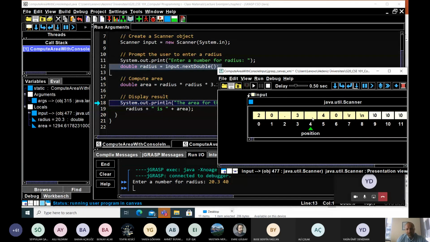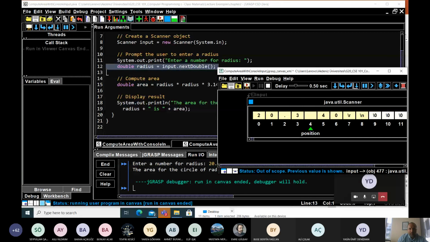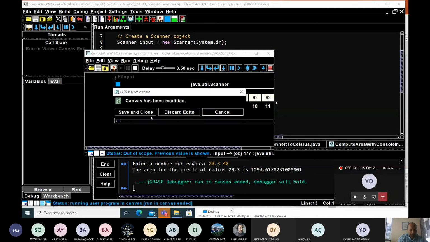And when it hits that white space character, what's going to happen? It's going to take everything it's read so far and convert it into my double number. Notice though the position is here, so there's still some stuff out here in the stream that's waiting to be read. And this could end up being a logical error later on. We'll get into that at another time. But for now, just know that this was able to work for 20.3, and 40 is just kind of lost. The 40, it's as if the user didn't enter it. Okay, all right. Let's end that.